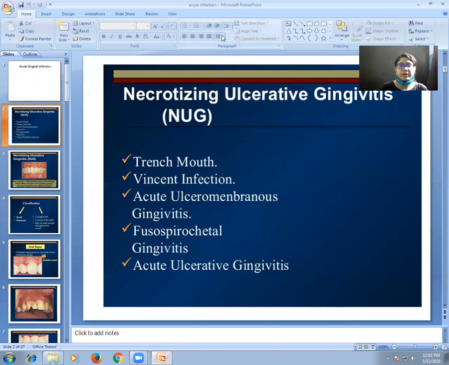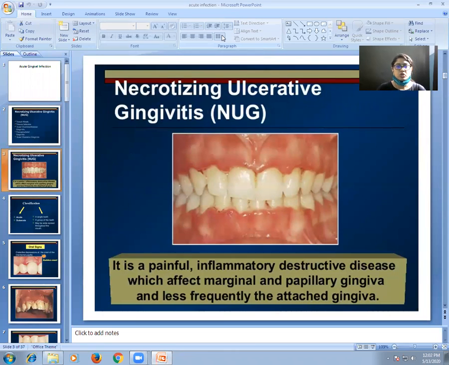So, what is necrotizing ulcerative gingivitis? Necrotizing ulcerative gingivitis is also called French mouth, Vincent infection, acute ulcerative membranous gingivitis, spirochetal gingivitis, and acute ulcerative gingivitis. So, what is acute gingivitis? It is a painful inflammatory condition which affects the marginal gingiva as well as the papillary gingiva, and it less often affects the attached gingiva.